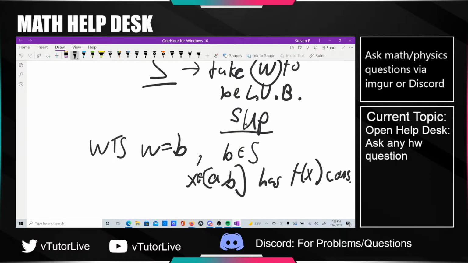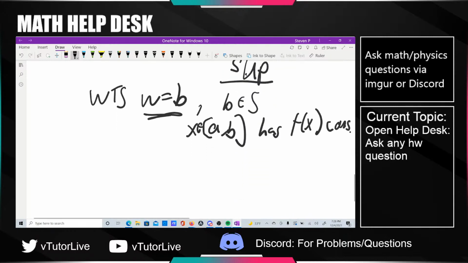So this is the big statement that we want to show. We want to show that W is equal to B. And the way we do this is by ruling out the cases. We want to rule out the possibility of W being equal to A and W being between A and B. So we want to rule these out.